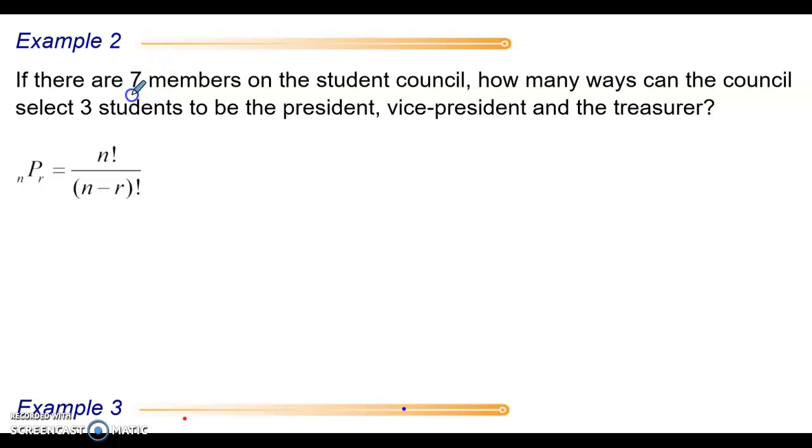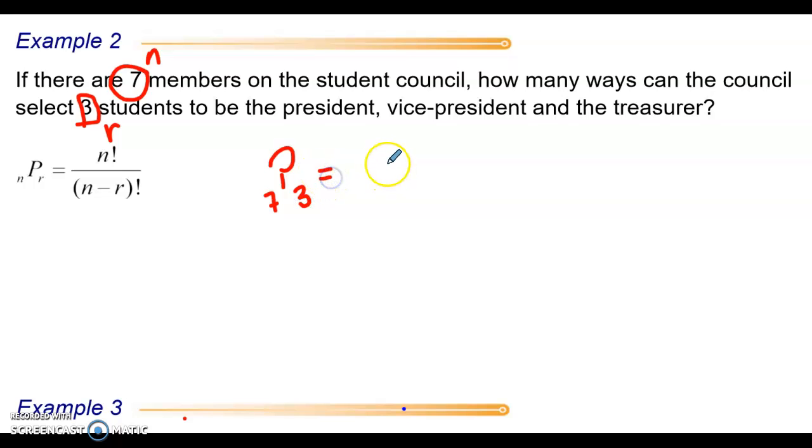We have seven members in total that we're going to be choosing from. So that is our N. And we are selecting 3 of those 7. So that 3 is the R. So this is a permutation. Order matters. N is 7 and R is 3.